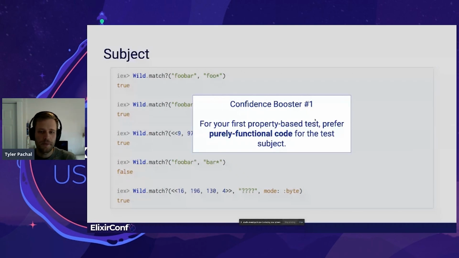Throughout this talk, I'm going to be highlighting some confidence boosters, or tips you can take away with you, because you probably don't remember everything, but hopefully if you remember anything, it will be these tips. The first one is that when you're writing your first property-based test, you should definitely prefer to test purely functional code, and hopefully simple functional code, for the test subject.